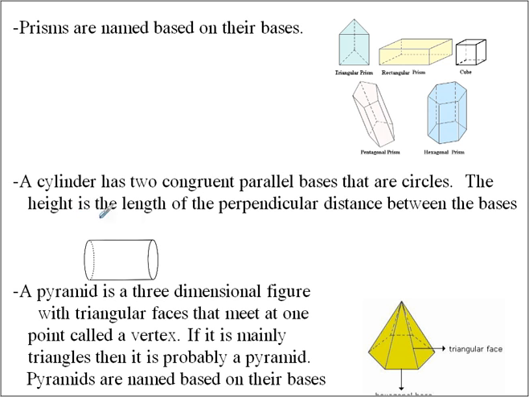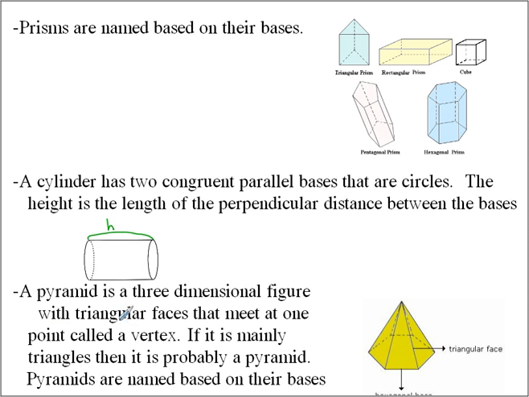Now, a cylinder has two congruent parallel bases that are circles, so here and here. Now that dotted line in here is just stuff that you can't actually see because of the actual shape if it was solid. So it's just a visual representation of it. So the height is the perpendicular distance between the bases. So the height would be just from here to here. That would be the height. So that's a base, that's a base, that's the height.